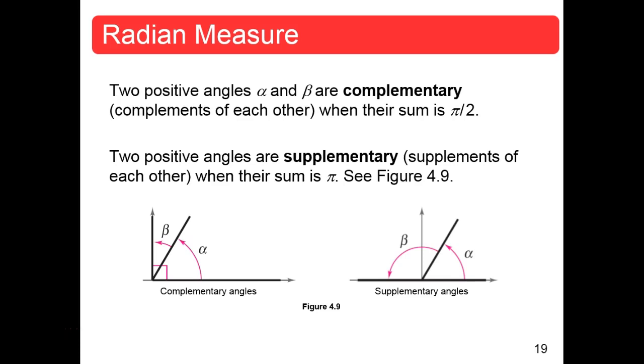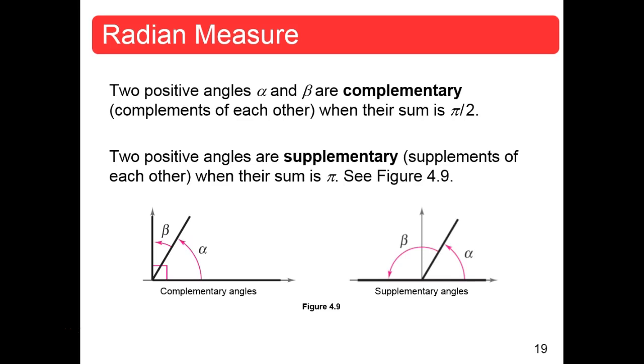There are two sets of angles that have special relationships. Two positive angles, that means angles going in the counterclockwise direction, two positive angles, alpha and beta.